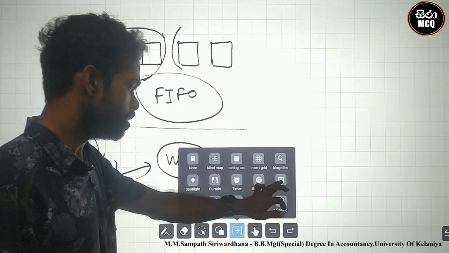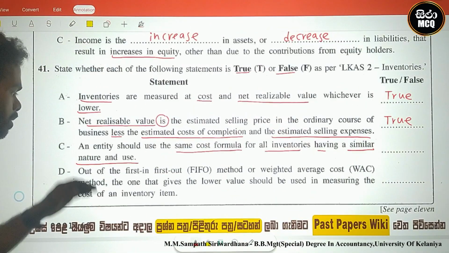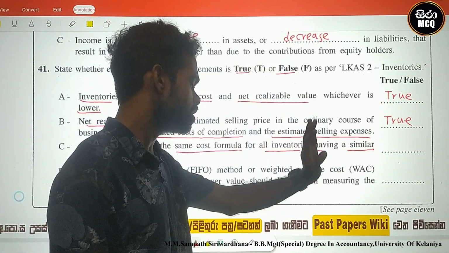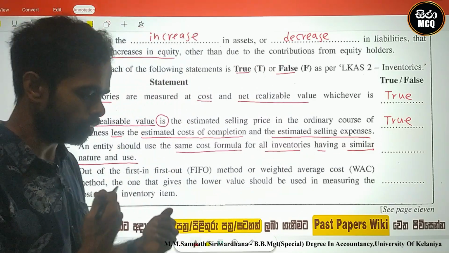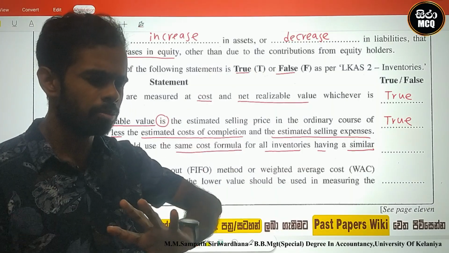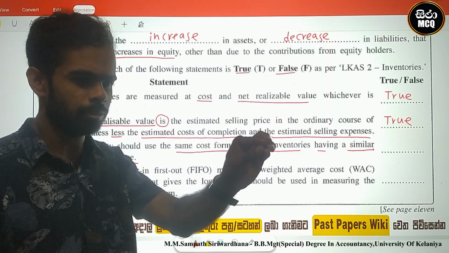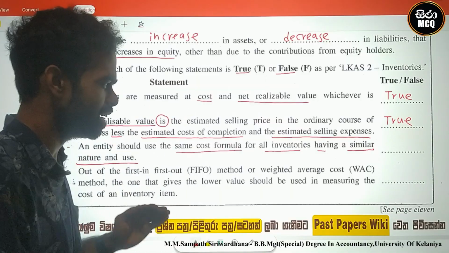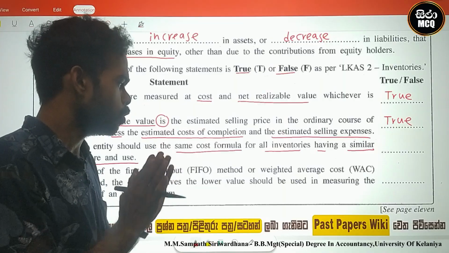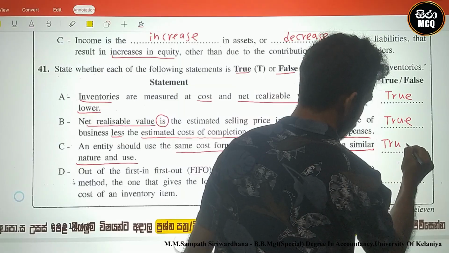Therefore we can agree with this statement. Why? They said an entity should use the same cost formula for all inventories having a similar nature. For liquids like petrol and diesel we can use the WAC method. For noodles packets and milk packets we can use the FIFO method. Similar inventories use the same cost formula. Therefore this is true.